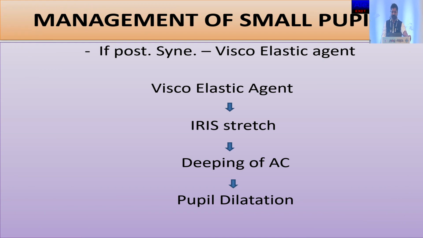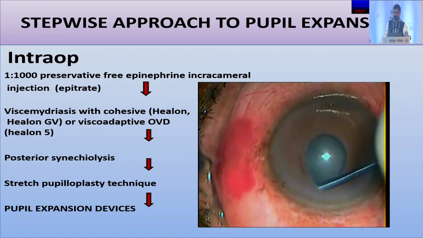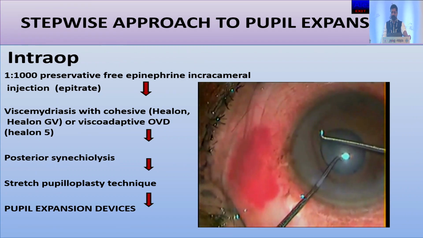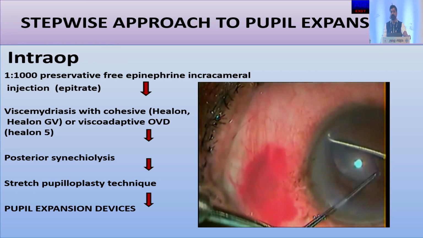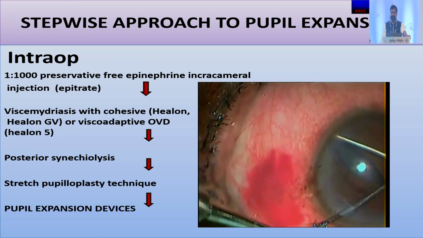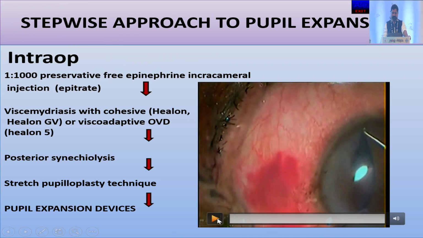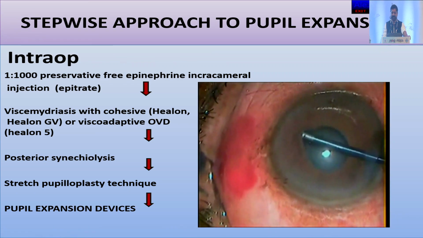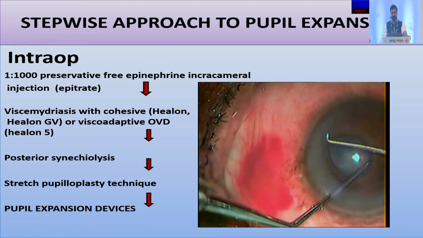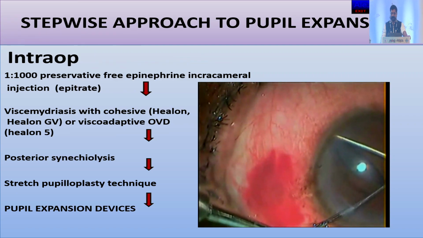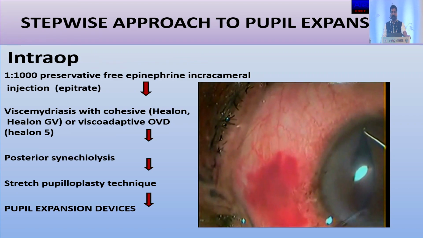Management of small pupil with viscoelastic agents, which will stretch the iris, lead to deepening of the AC, and that leads to pupil dilatation. Whenever you are having a small pupil, you can use an iris repositor to break the posterior synechiae, and with the help of Y hooks, both sides perpendicular to each other, you can stretch the pupil. You can see in this video, first I did it with the iris repositor, we broke the synechiae, then we stretched it with Y hooks perpendicular to each other, and that will definitely help you in the further procedure.